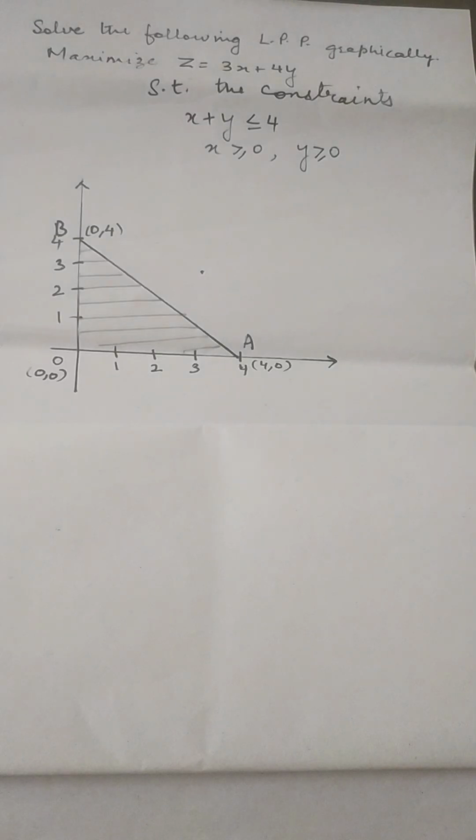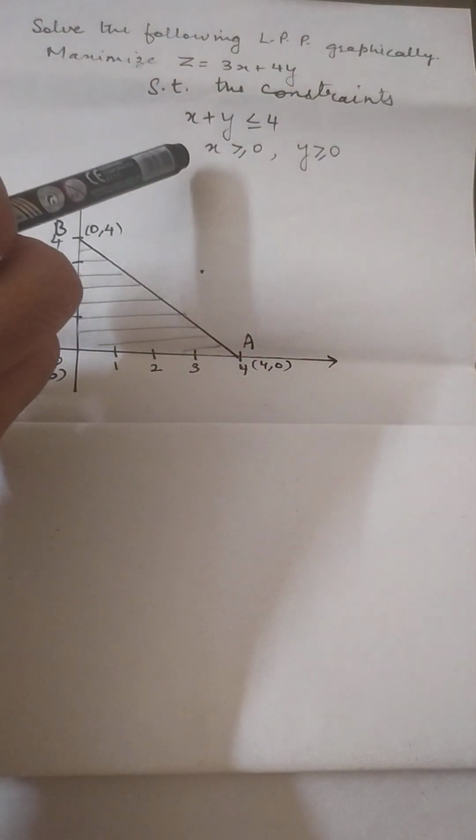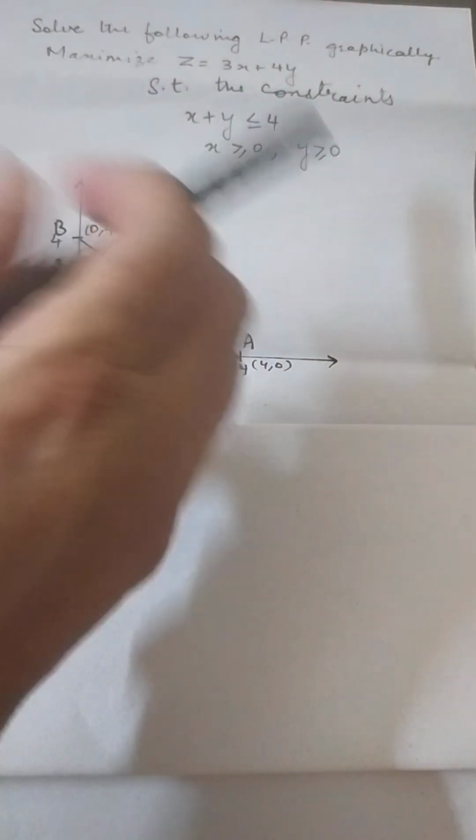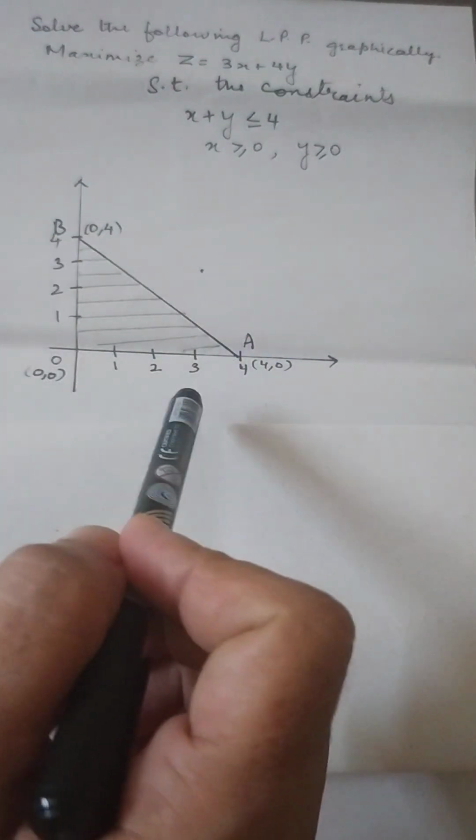Today we will understand the different terms associated with the linear programming problem or LPP. For understanding that, let us take an example. LPP we have to plot graphically where maximize z is equal to 3x plus 4y such that the constraints x plus y is less than equal to 4 and x is greater than equal to 0, y is greater than equal to 0, and we have already plotted the graph for this.